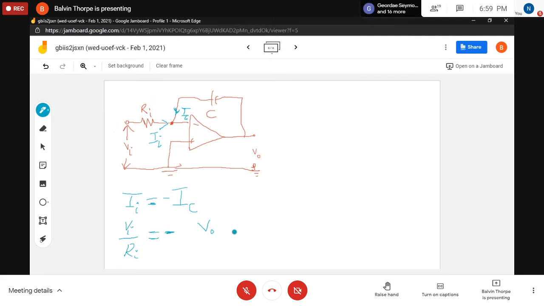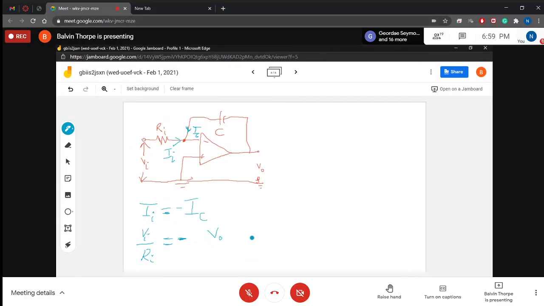Well, here's something interesting. Don't capacitors block current flow? What does a capacitor do? It stores charge.